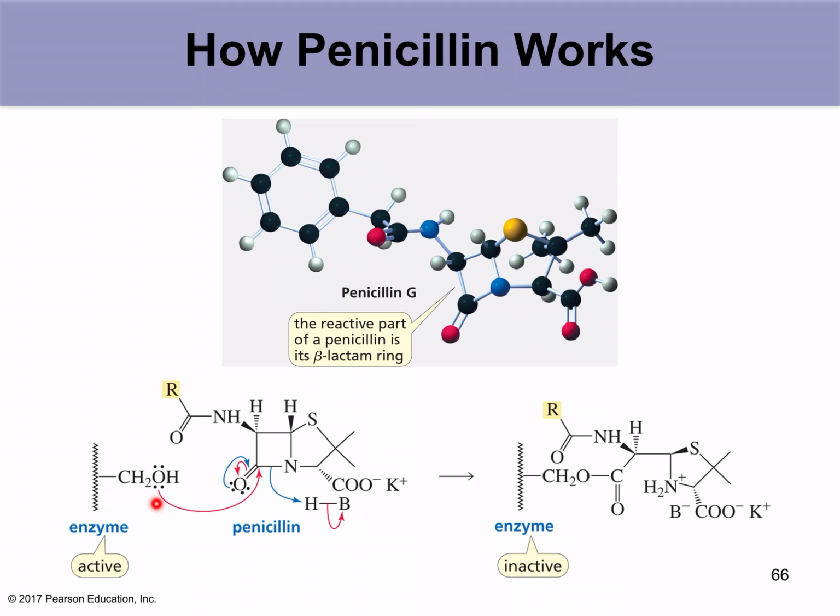How does acylation occur? Acylation occurs by a nucleophilic acyl substitution reaction. The alcohol group, OH, adds on to the carbonyl carbon. So this is the penicillin. We call this the beta-lactam ring. It needs to have this ring in order for this to happen.